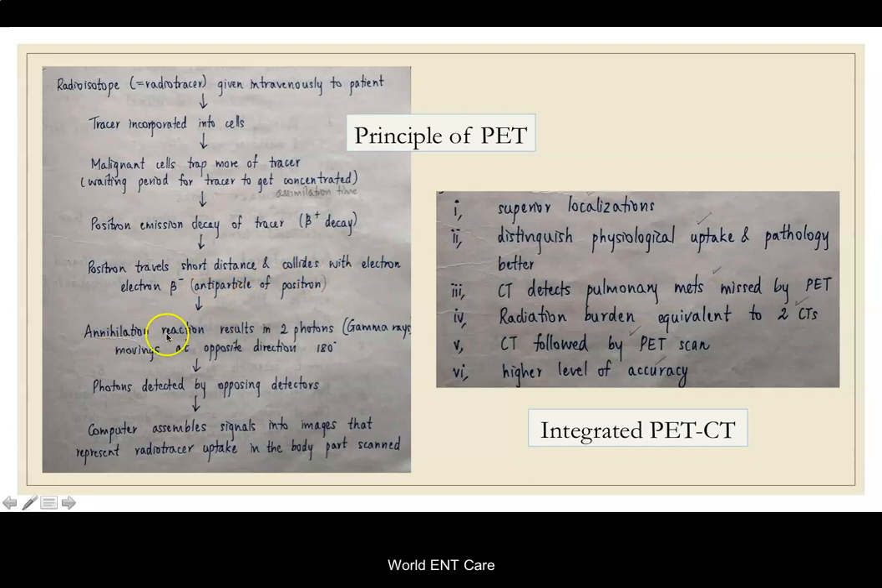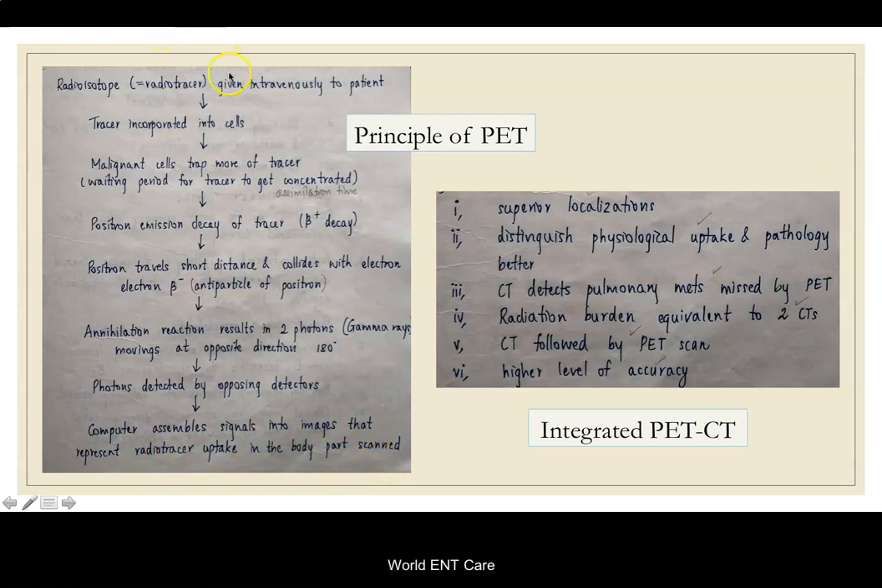So there is an annihilation reaction due to this collision, and this results in two photons, gamma rays. The two photons move in opposite directions, 180 degrees. So as the positron travels a short distance and collides with the electron, there is an annihilation reaction that results in two photons, gamma rays, which travel in opposite directions. The two photons are detected by opposing detectors. The computer assembles signals into images that represent radiotracer uptake in the body part scanned.